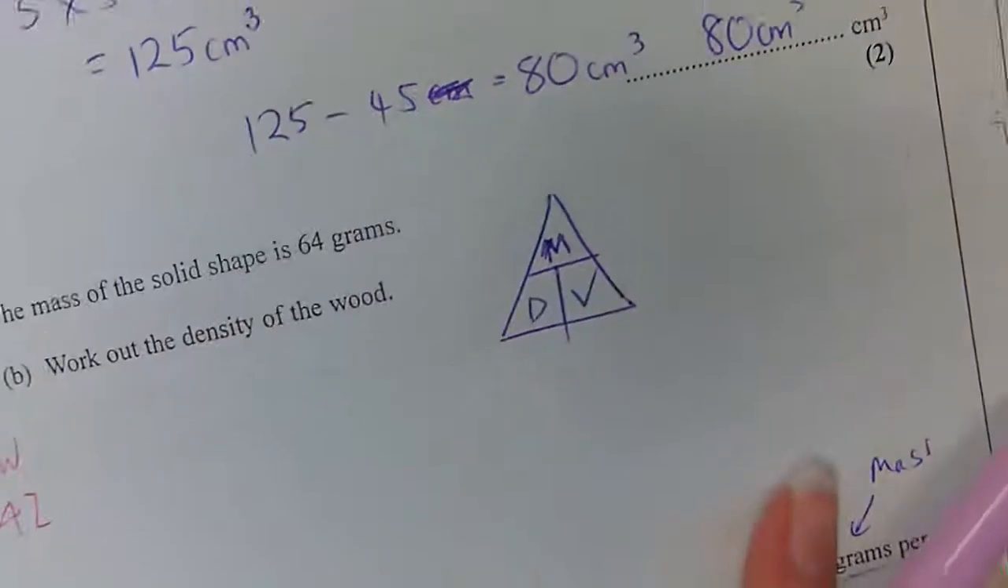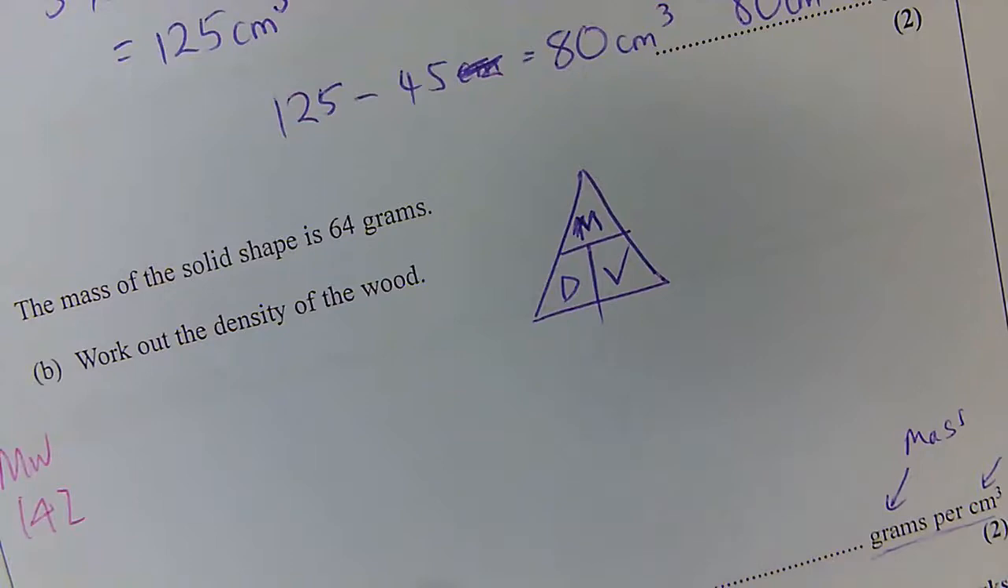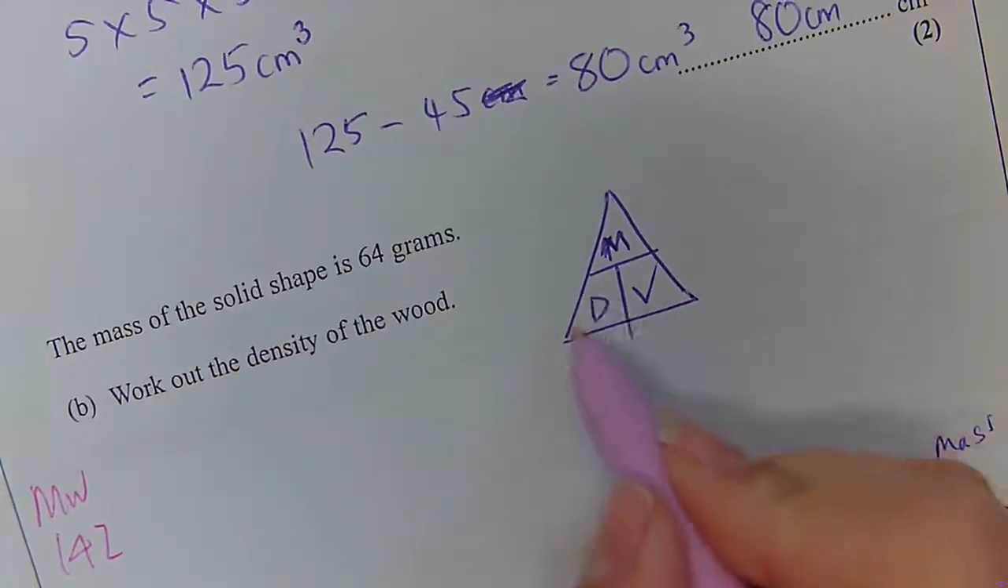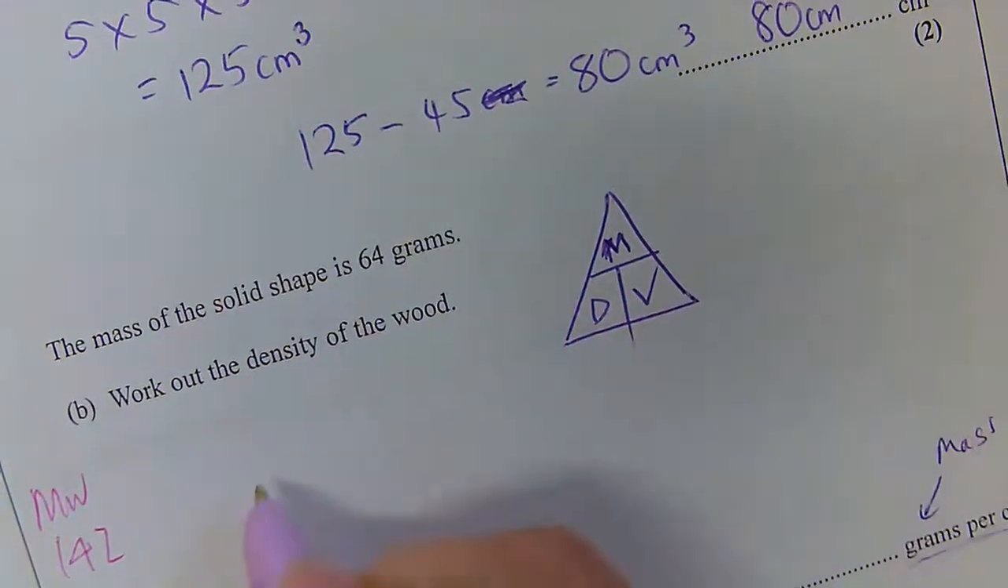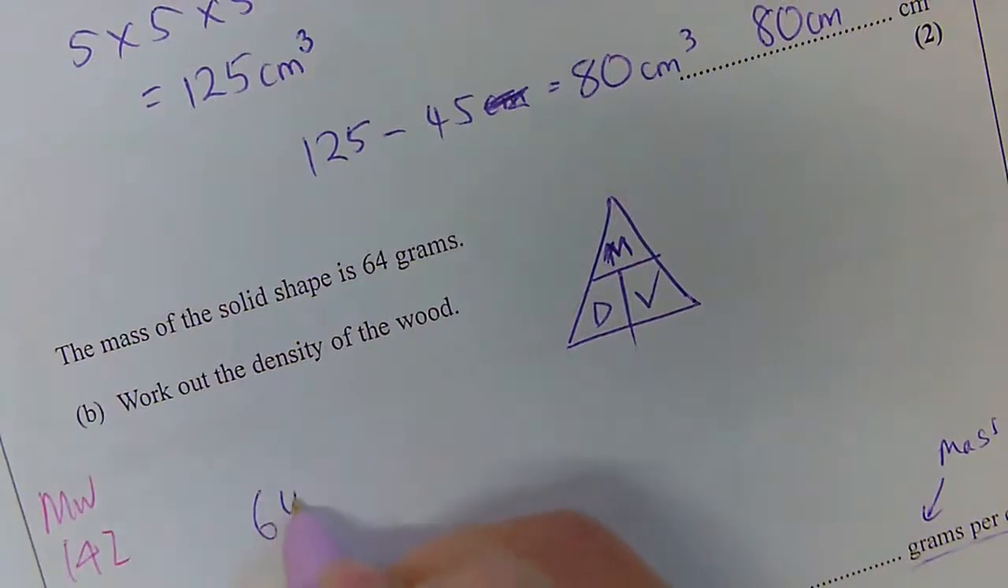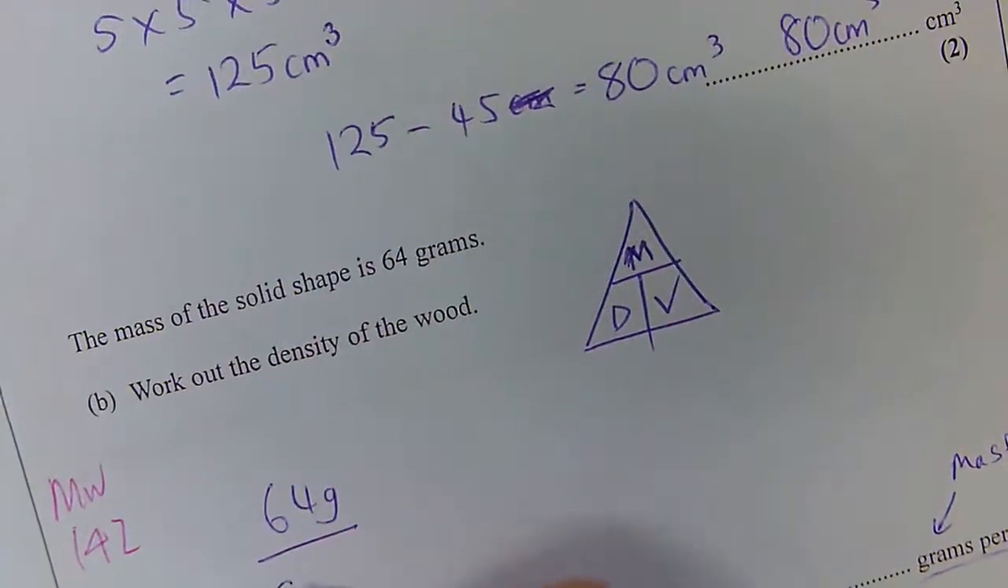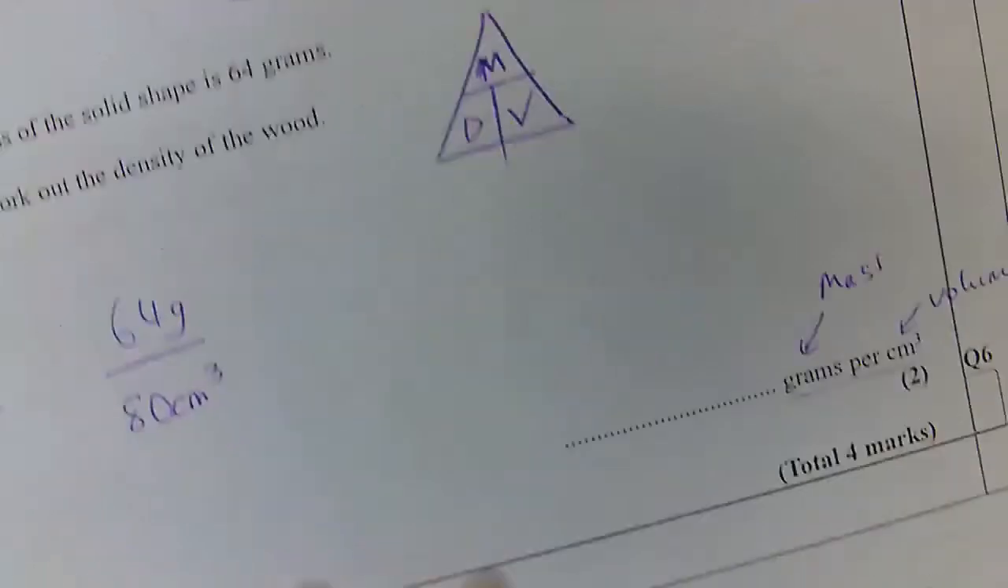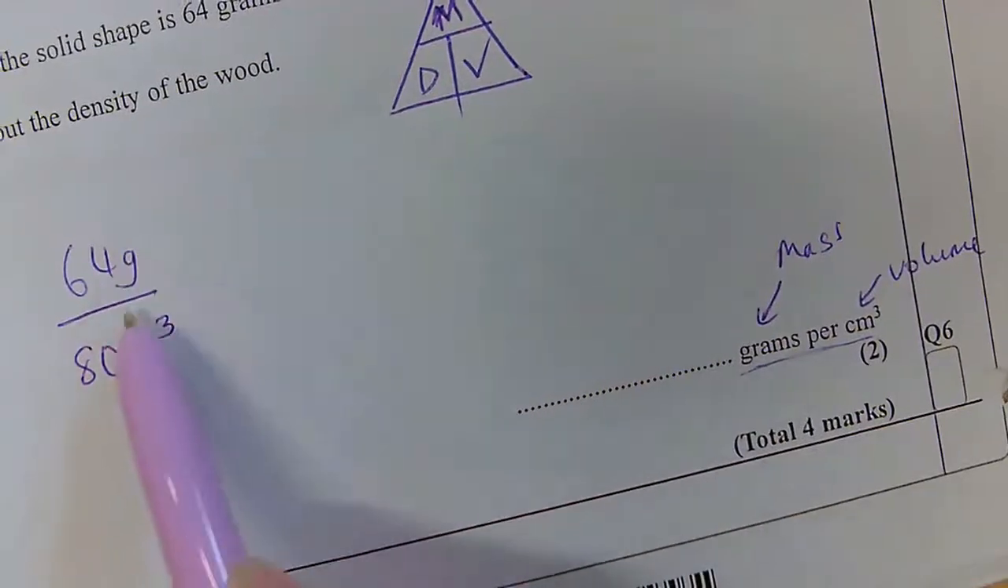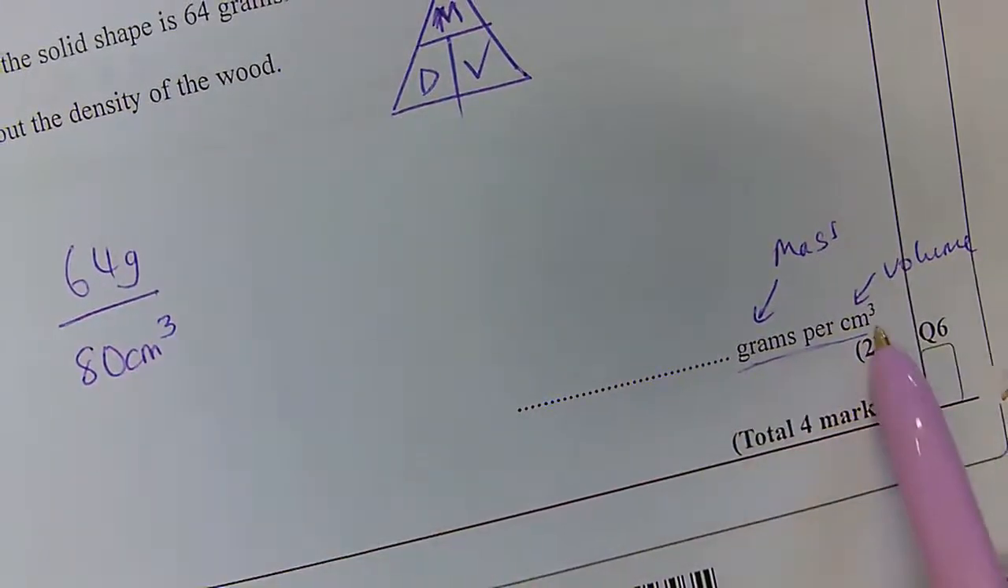is mass divided by volume. So if you forget it in the exam, you should be able to draw your own triangle. Okay, work out the density. Density is mass divided by volume. Mass is 64 grams, divided by volume is 80 centimeters cubed. Let's check the units are right. Grams per centimeter cubed, yep.